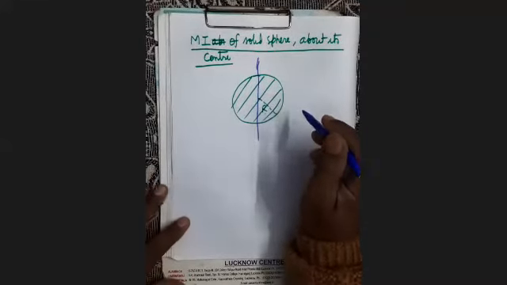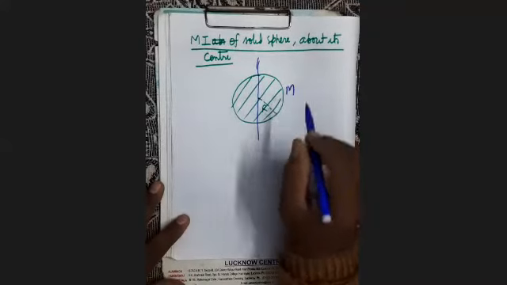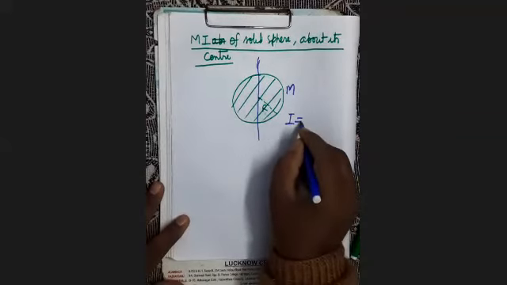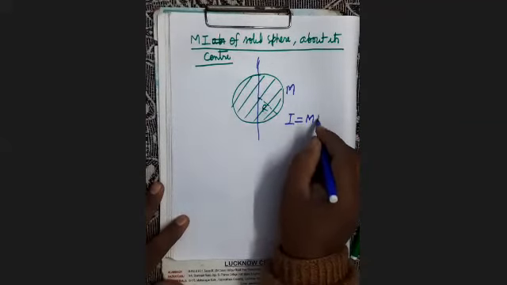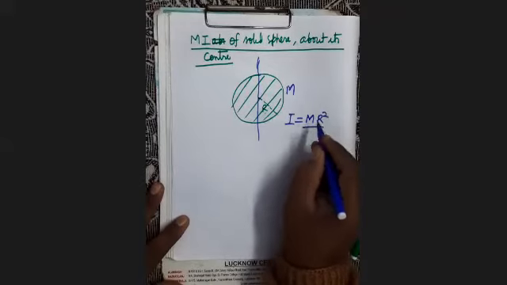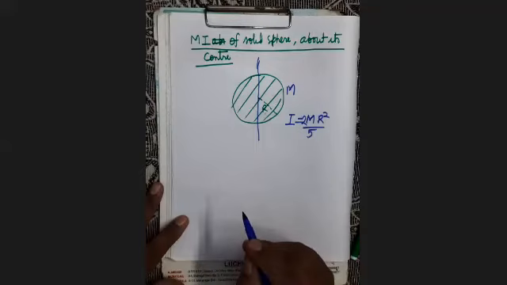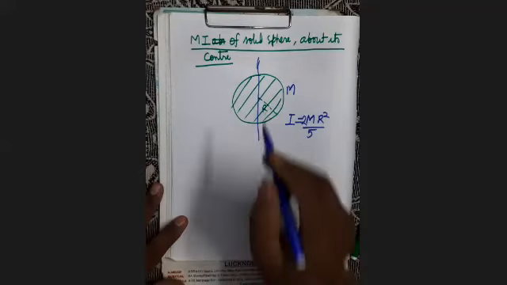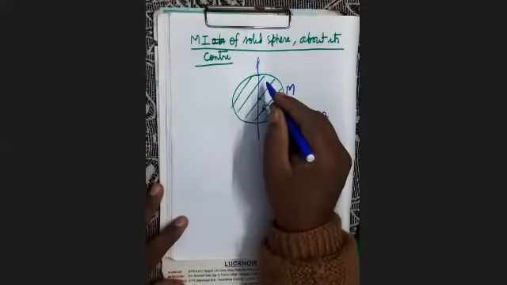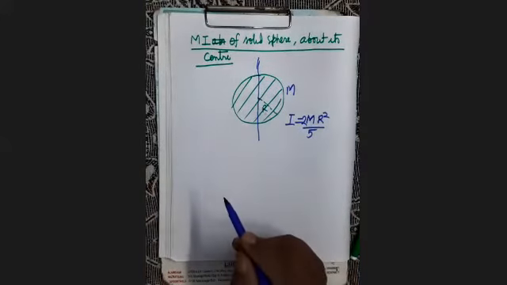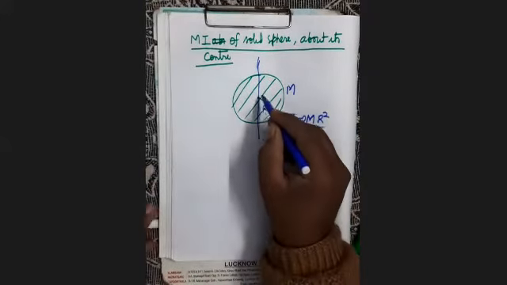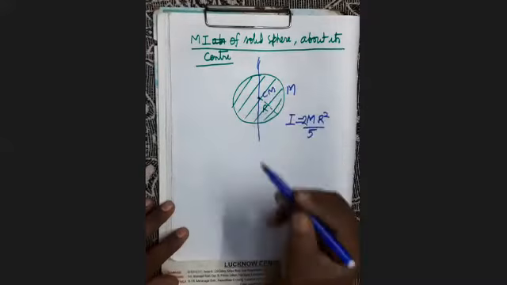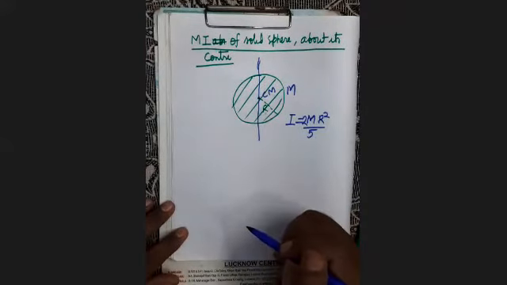So what will be the moment of inertia about this? It will be equal to I equals to 2MR square upon 5. Moment of inertia of a solid sphere about an axis through its center, about an axis through its center of mass. Its geometrical center will be the center of mass.